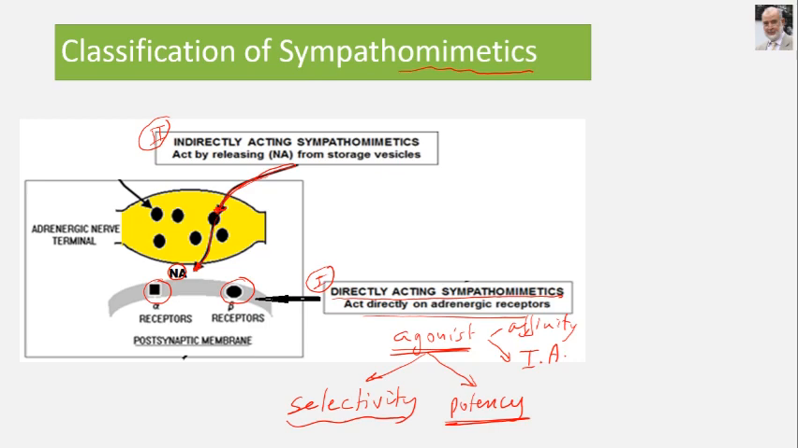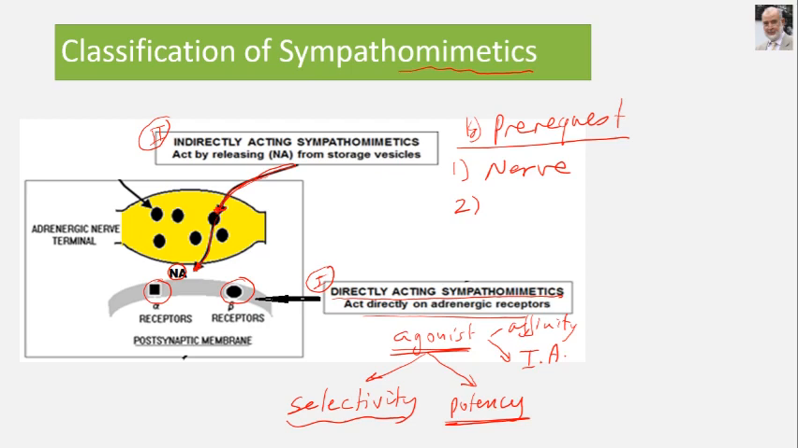Therefore, we can say that for these drugs to produce action, they should meet three prerequisites. What should be available for these drugs to produce an action? The first prerequisite is that there should be a nerve, of course, because they have to enter the adrenergic nerve terminal to release the noradrenaline. Therefore, the first prerequisite is the presence of adrenergic nerve. They act through the adrenergic nerve.